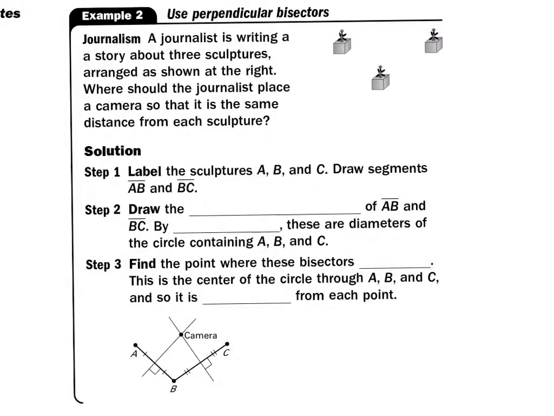A journalist is writing a story about 3 sculptures, arranged as shown at the right. Where should the journalist place a camera so it's the same distance from each sculpture? So first, we need to label these sculptures A, B, and C. Let's go A, B, C. Now we need to draw the segments A to B and B to C.